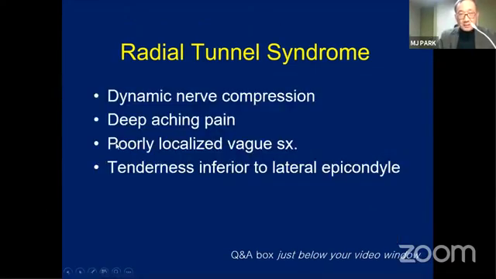It's a dynamic nerve compression. The nerve is the deep radial nerve, and the symptom is a deep aching pain, but it is poorly localized and very vague. So the diagnosis is also vague because of the lack of objective findings. So actually, I do not know what the radial tunnel syndrome is, and whether it needs to be released.